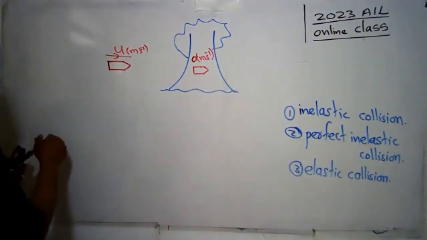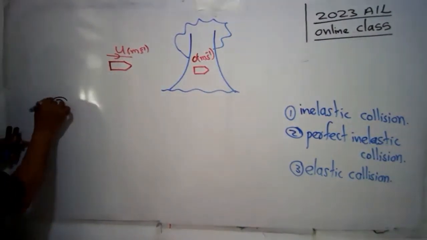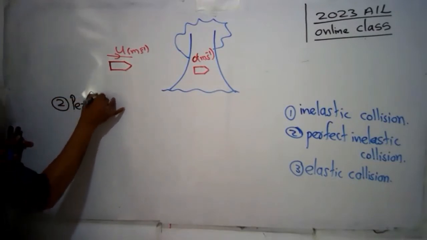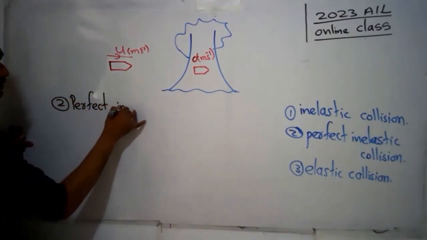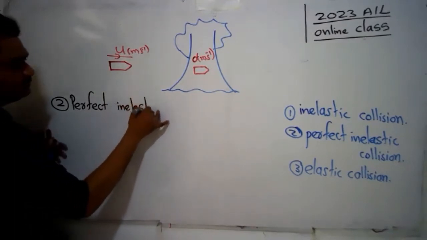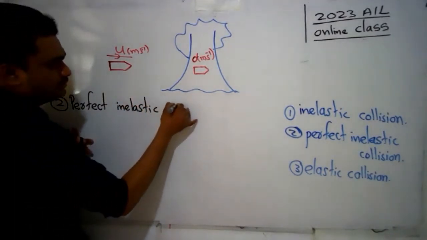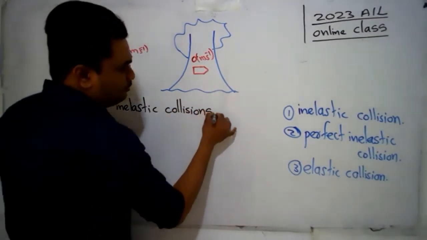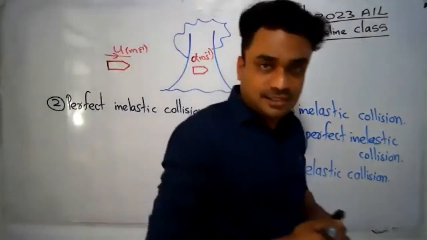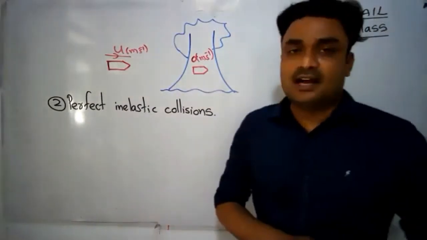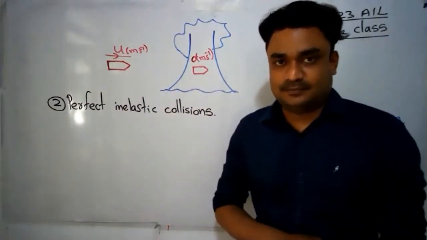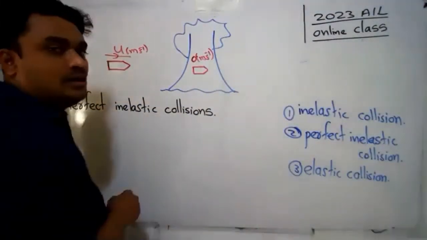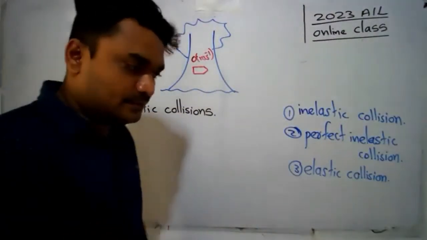Then write the next subheading, put number 2 and write the next subheading: Perfect inelastic collisions. Right. Under that, please write.